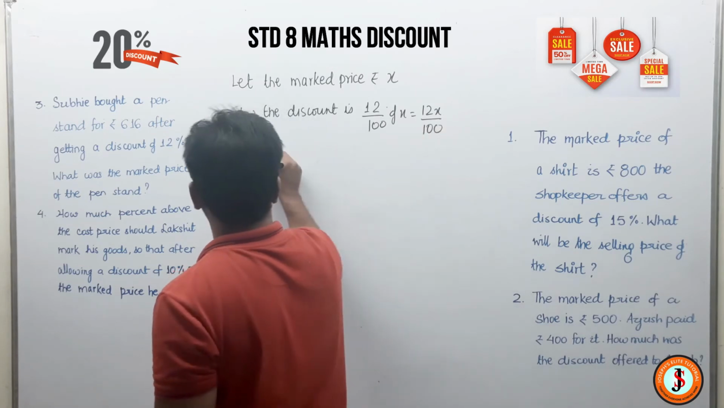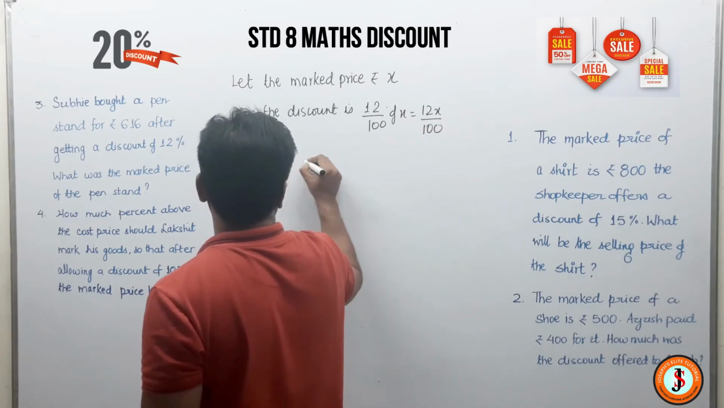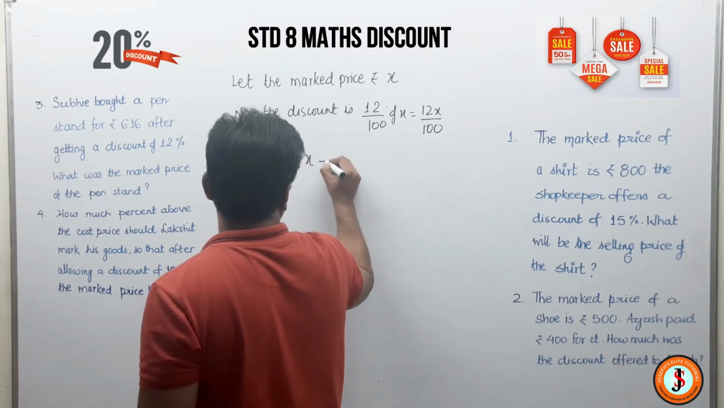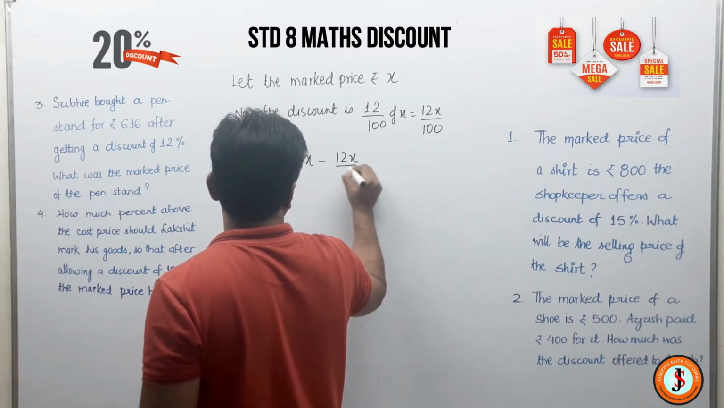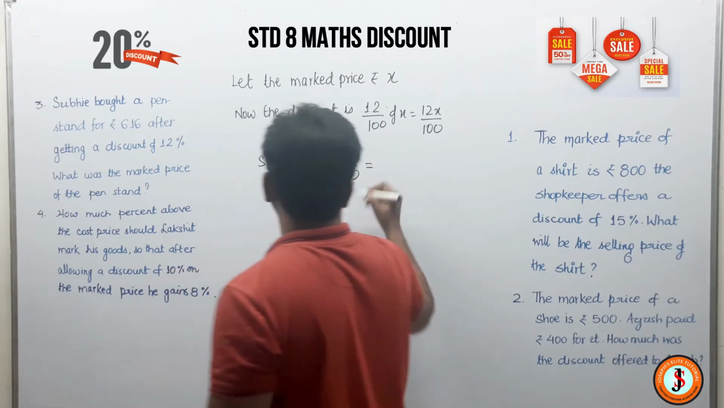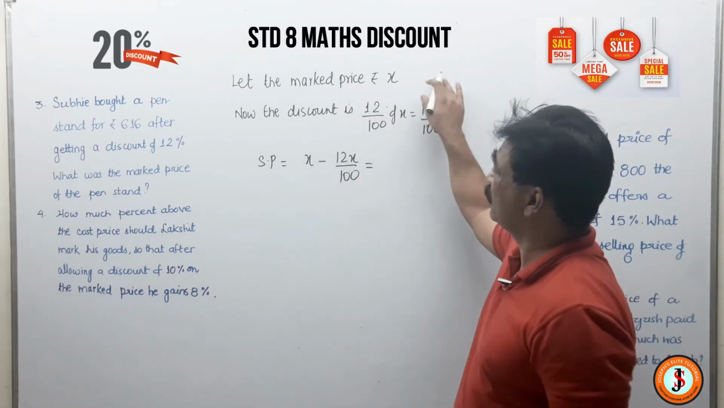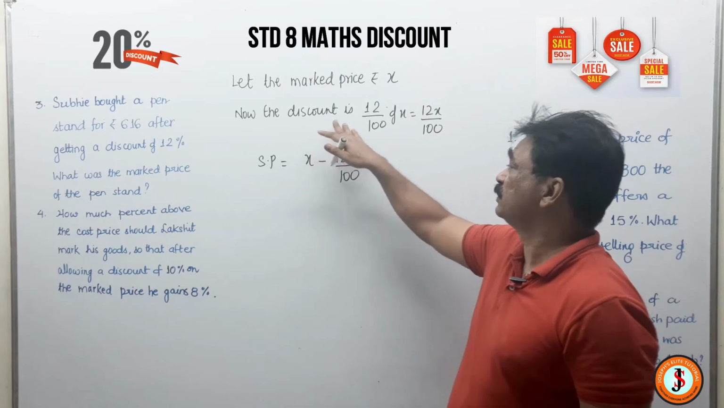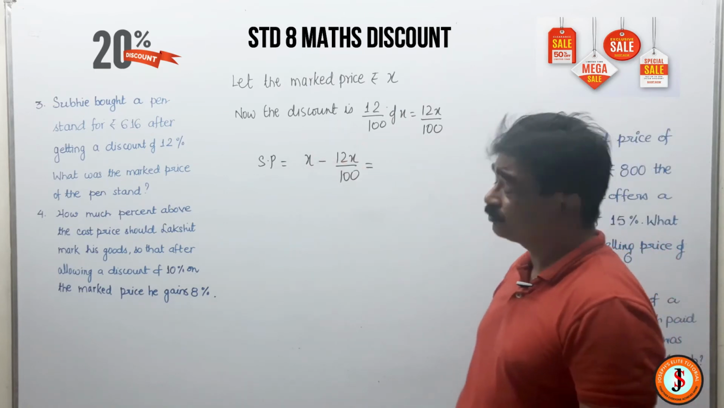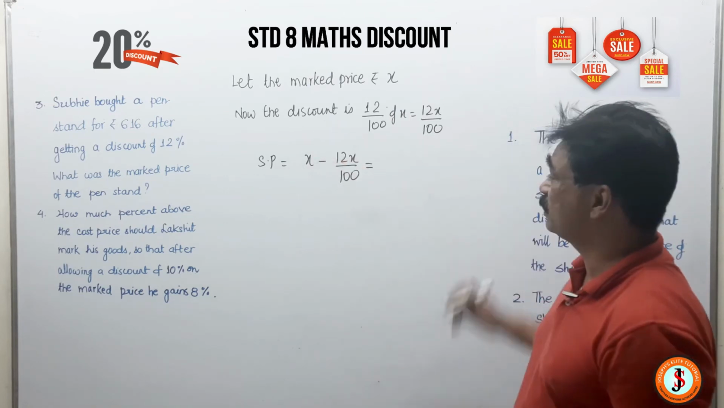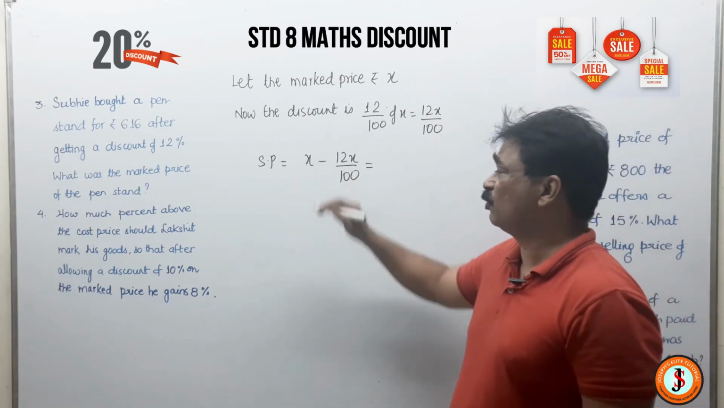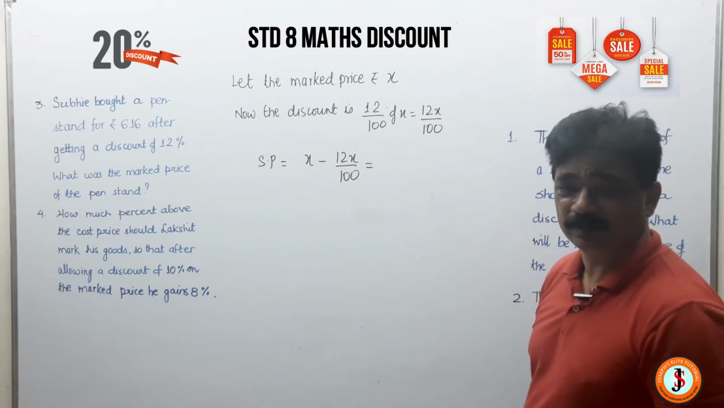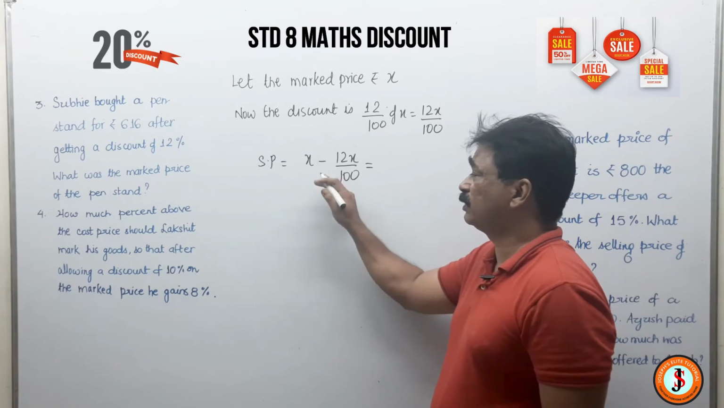So the SP will be equal to mark price minus the discount. Let the mark price be rupees X. Now the discount is 12% of the mark price, and that is 12x by 100. Now selling price will be what? X minus 12x by 100. That means the mark price minus the discount.